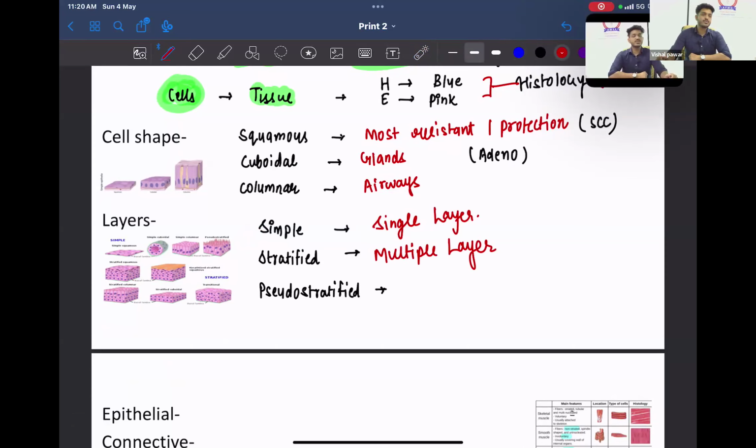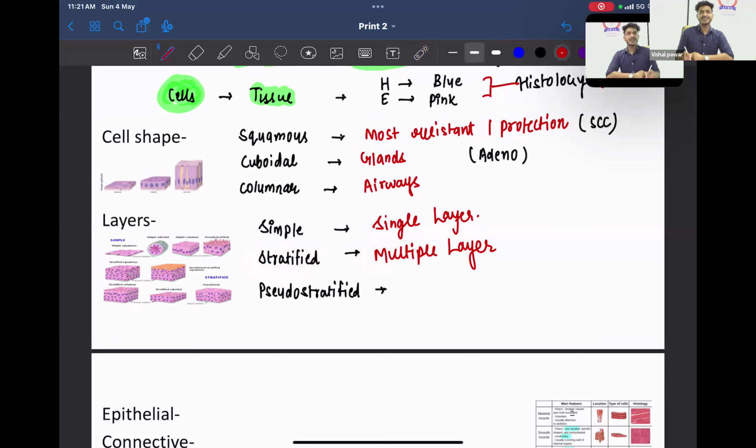Tomorrow I am going to teach you about dermatology. There we are going to discuss stratum corneum, stratum lucidum, stratum granulosum. So what is the meaning of strata? Strata means layer. So here we are going to have multiple layers, that is going to be stratified.